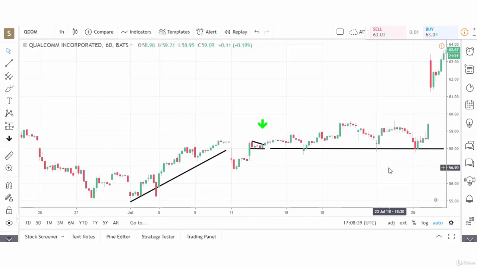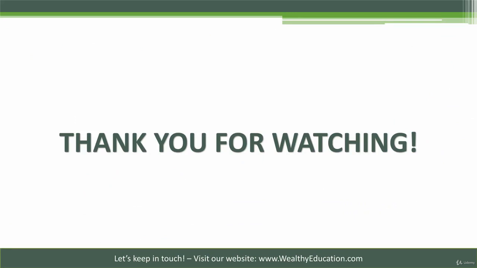So that's the stock of Qualcomm with a pennant pattern. Again, breaking out to the bullish side of this pattern, coming back, touching support several times, and then finally moving higher.